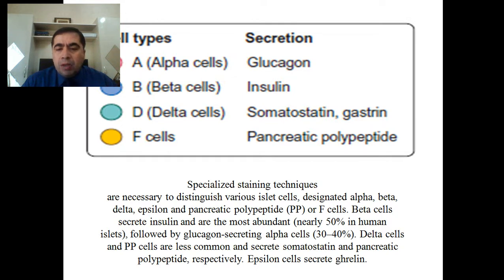respectively. Epsilon cells secrete ghrelin. Ghrelin is a very important, very interesting hormone. It has a very high level in the blood when the human wants to eat. After the process of eating, the level of ghrelin becomes lower.